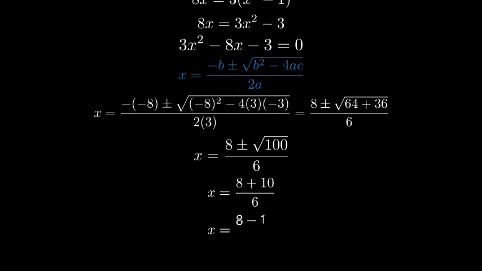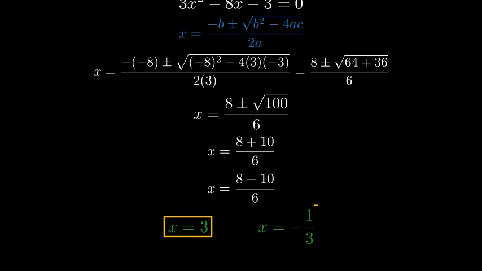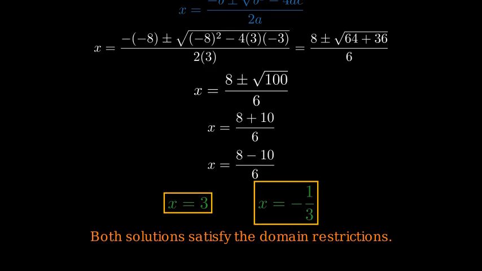So x equals 8 plus 10 over 6, or x equals 8 minus 10 over 6. The solutions are x equals 3 and x equals -1/3. Check against the domain. Neither 3 nor -1/3 equals -1 or 1, so both solutions are valid.